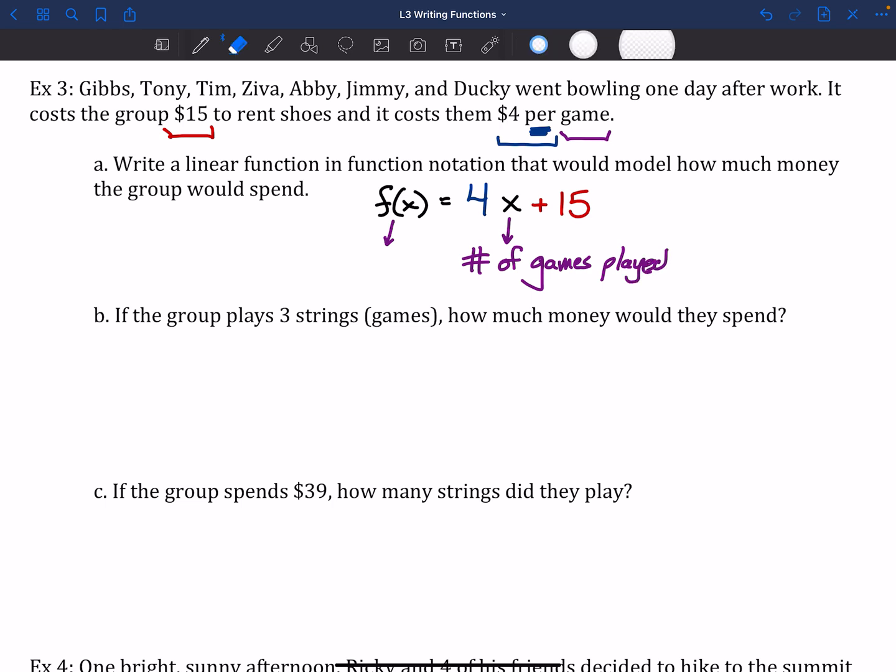Oops, let's fix that up a little bit. All right, as far as f of x goes, that one can be a little trickier. If we think about what's going on the right side of the equation, 4x plus 15, the 4 is talking about money per game, so that's all wrapped into money. 15 is how much we're spending to rent the shoes. When we add those two together, that's giving us our total cost. So that's what we equal out to on the other side. The total cost of them going bowling is equal to all that stuff on the right side.